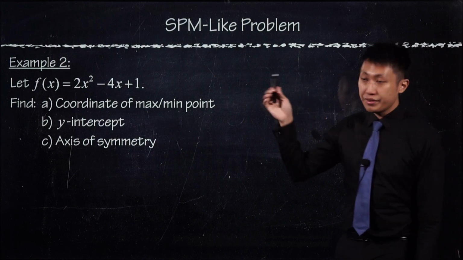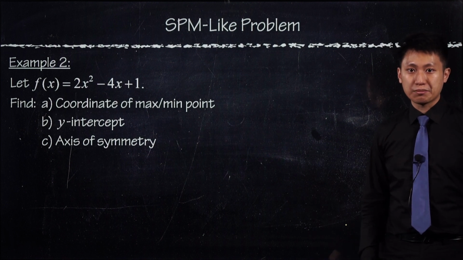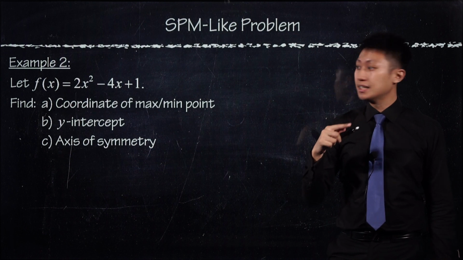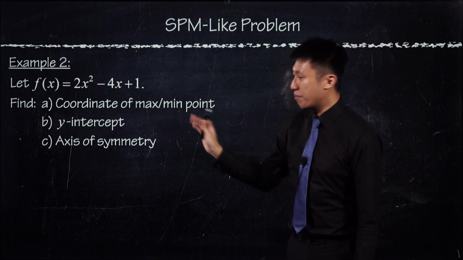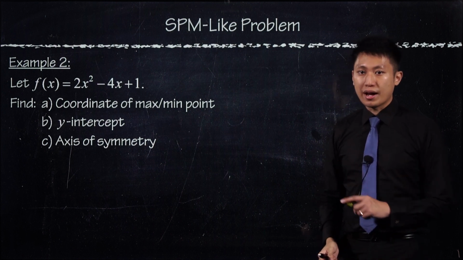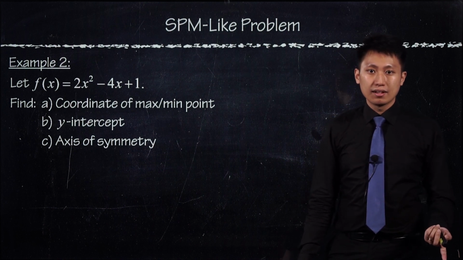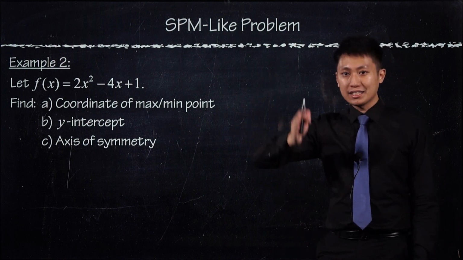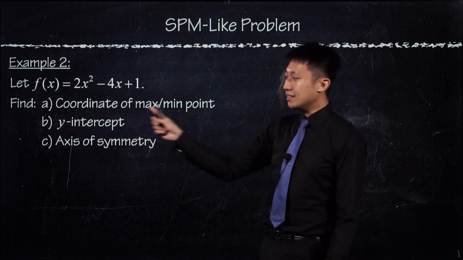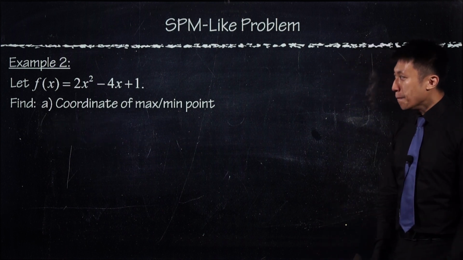Okay, so I'll give you an SPM-like problem, the kind of thing that will come out in SPM. You are given a quadratic function and you want to find the coordinate of the max min point, meaning that you have to do completing the square. Then after that you find the y-intercept. How to find it? Y-intercept means on the y-axis, so you let x equals 0. For the axis of symmetry, look at the max min point. Right, so let's start.